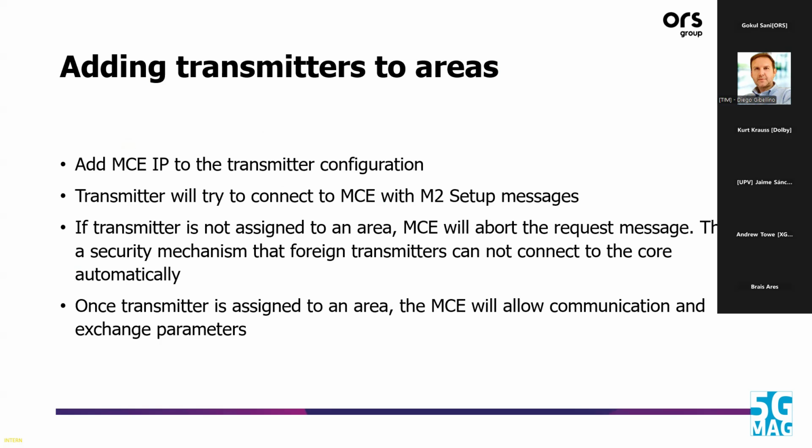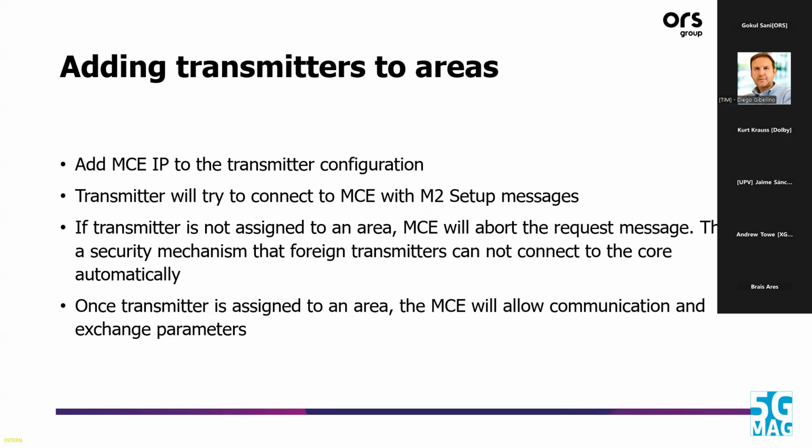And in order to avoid that people in our outdoor operation team accidentally add transmitters and they are then somehow in the core, we are not allowing them, if they're not assigned to an area, to continue these M2 setup messages with responses. So basically the MCE in our system aborts request messages until our central operation team says, okay, this is a new transmitter and I add it to the area. I will show you that in a minute. And as I said, once the transmitter is assigned to an area, the MCE will allow the communication.